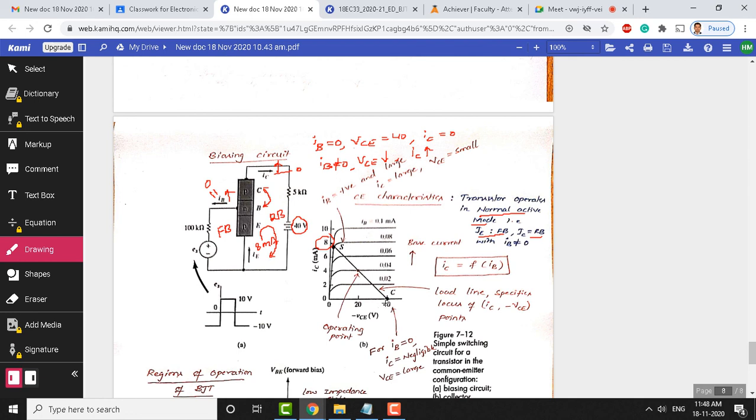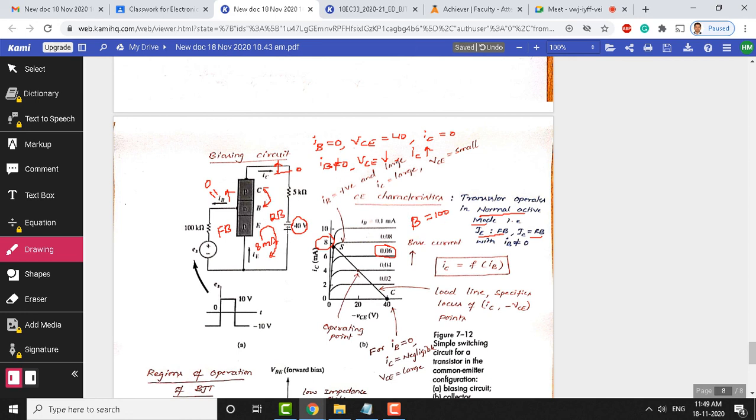Throughout, for different values of base currents, you can see the amplification factor is a constant. Again for this particular curve, with a constant base current of 0.06 milliampere, there is a collector current of 6 milliampere. 6 divided by 0.06, again the beta is going to be 100. Throughout these characteristics, beta remains constant at 100. That is the amplification factor of the BJT.